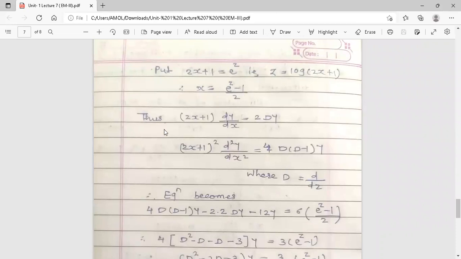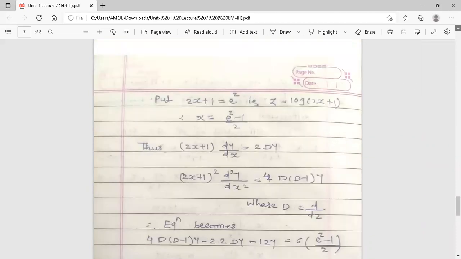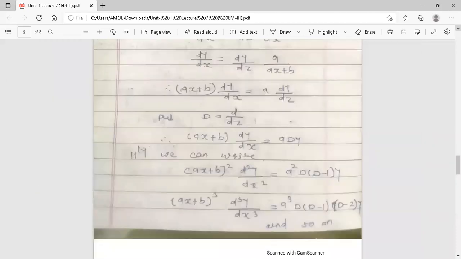Next substitution: ax plus b into dy by dx is a into Dy. So in that particular example, the value of a is 2, so we are replacing it by 2 into Dy. Then ax plus b whole square d2y by dx square, its replacement is a square into D into D minus 1 into y. So it will be 2 square D into D minus 1 into y.